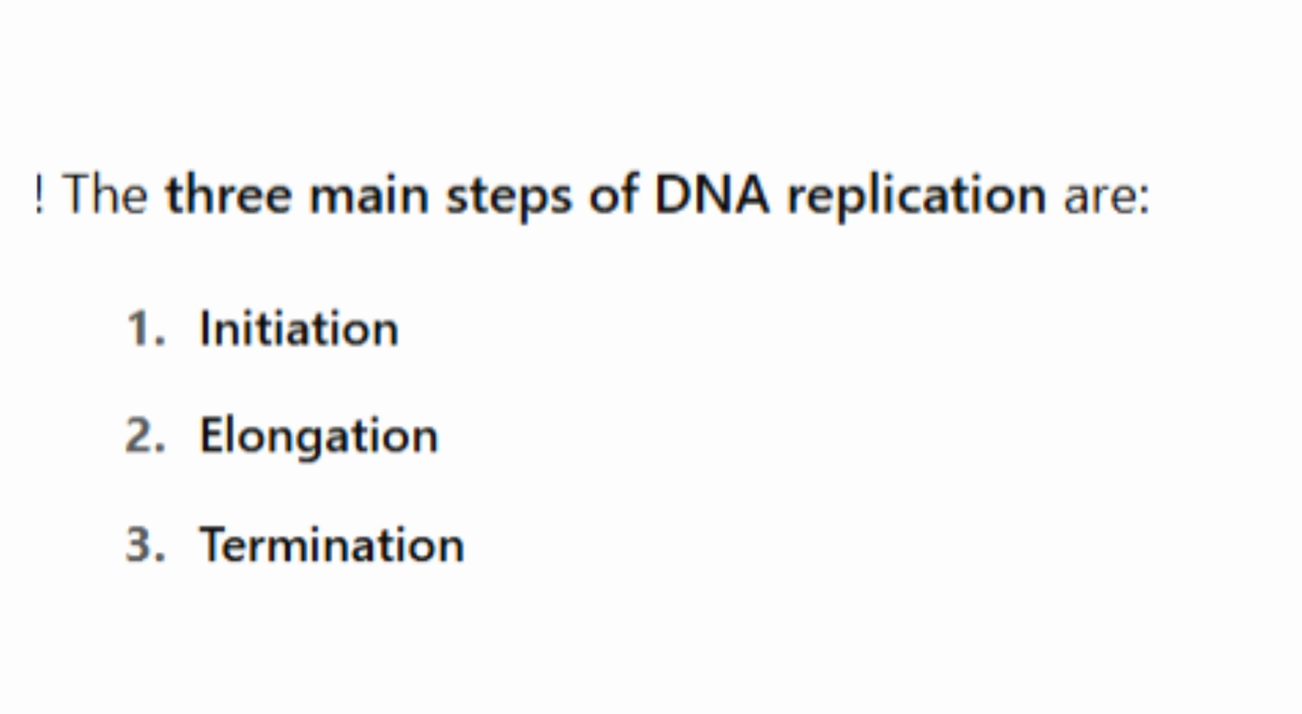Step 3. Termination. Once replication is complete, RNA primers are removed, gaps are filled with DNA, and the fragments are joined by DNA ligase to form two identical DNA molecules. These three steps ensure that genetic information is accurately copied and passed on during cell division.